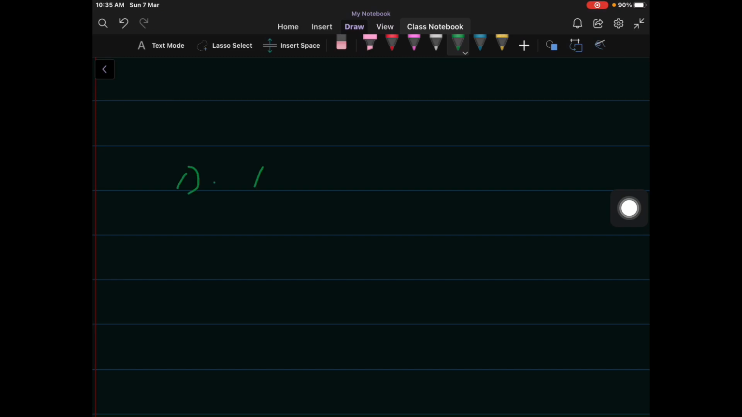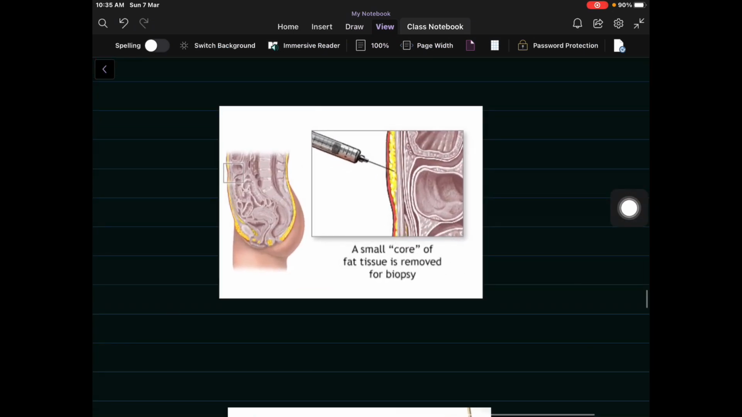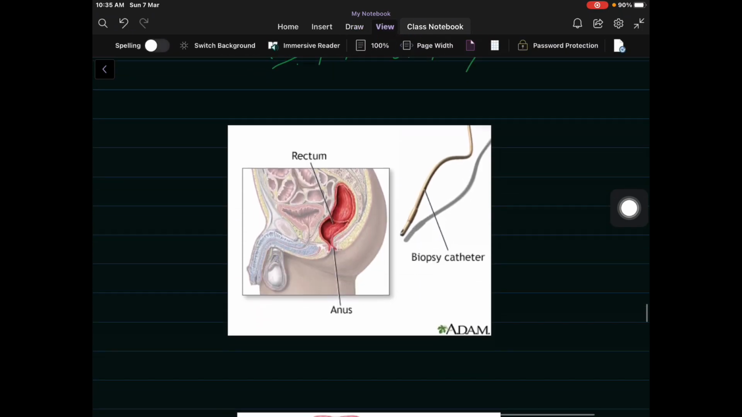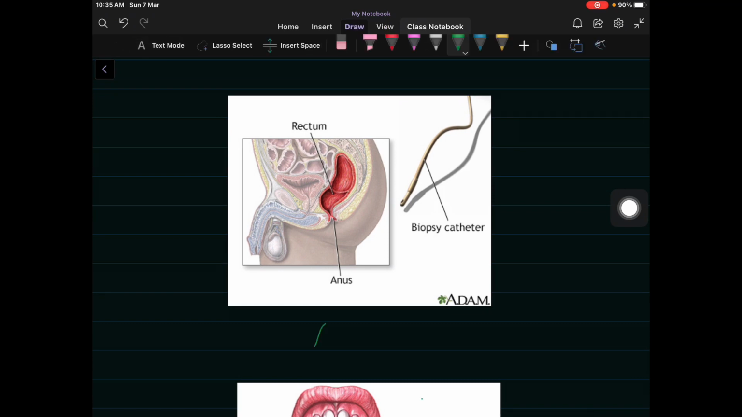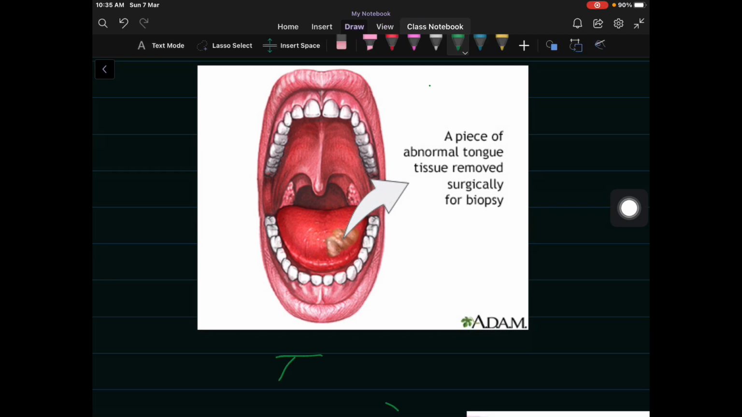For the diagnosis, we undergo a biopsy. The best used test for the biopsy is the abdominal fat biopsy. So this is the picture of the abdominal fat biopsy. The next used test is the rectal biopsy, and the third used test is the tongue biopsy.